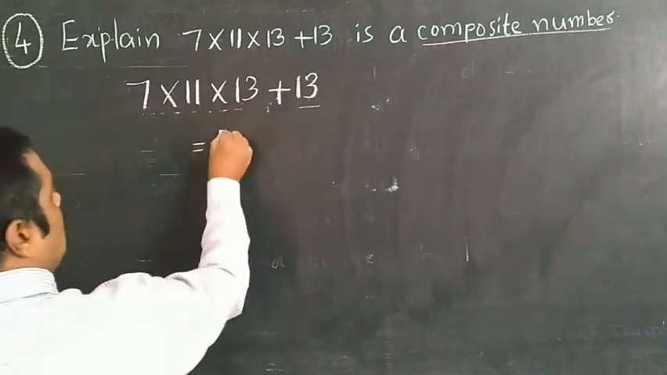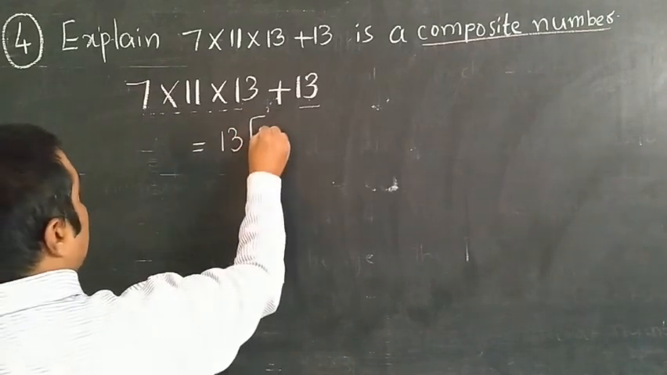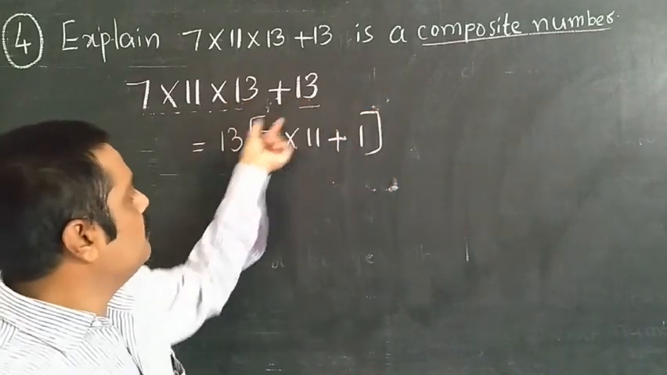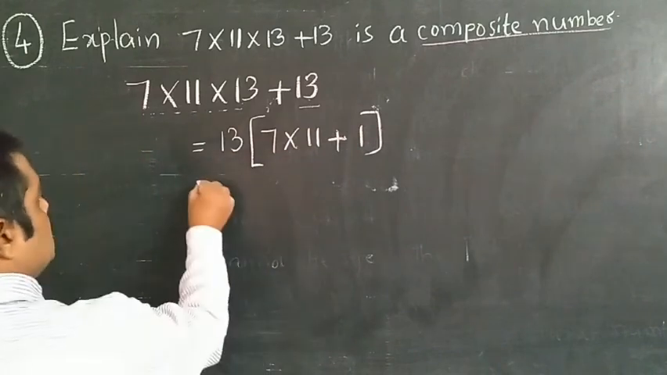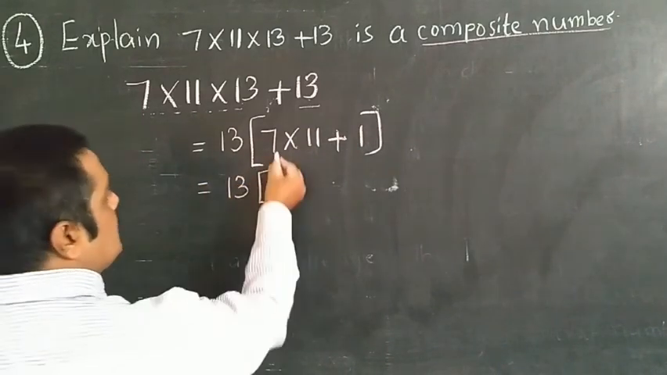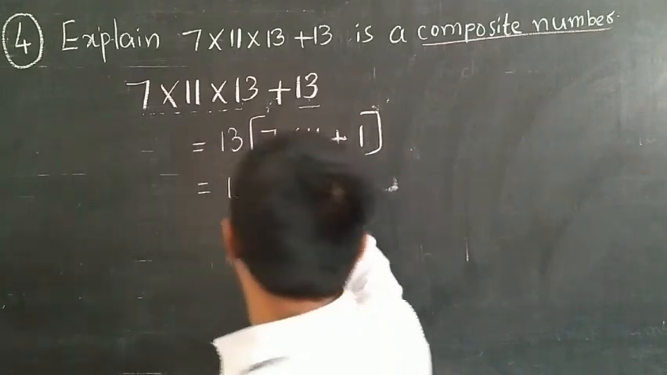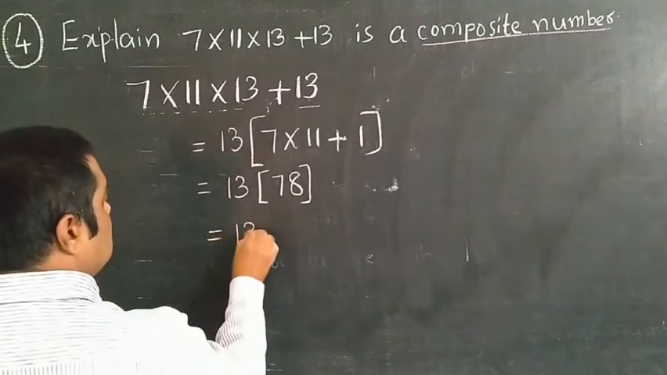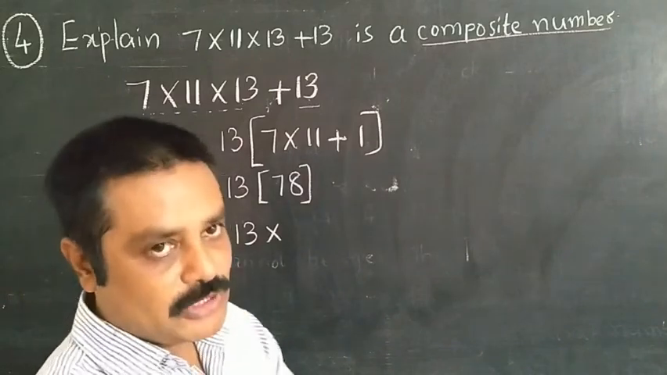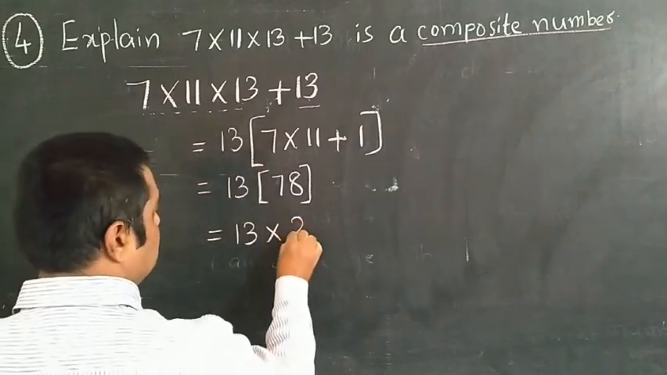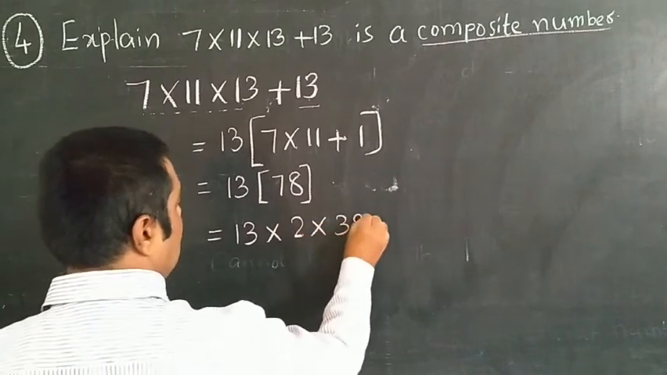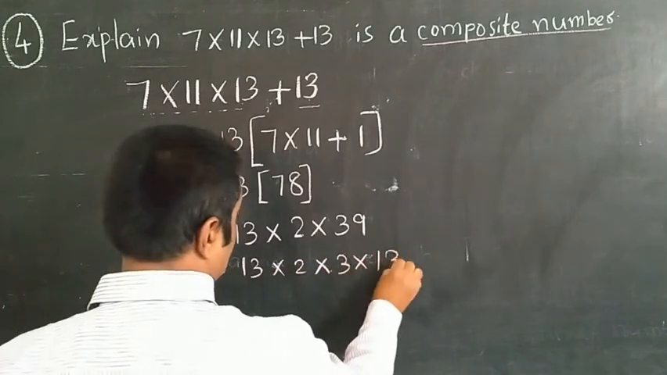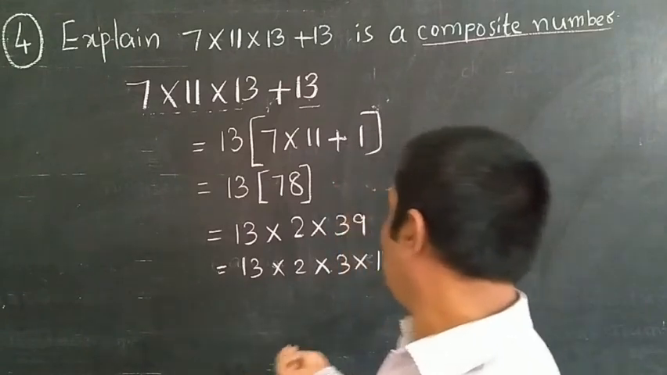Here, I am taking 13 as the common factor. When I take 13 common, the remaining numbers are 7 into 11 plus 1. Because in these two terms, I am taking 13 common. 13 ones are 13. So that's next, 13 into 7 into 11 is 77. 77 plus 1, we get 78. Okay, 13 into 78. 78 we have to split. How? 2 into 39. And the next step, 13 into 2 into 3 into 13. So, how many factors did we get here?